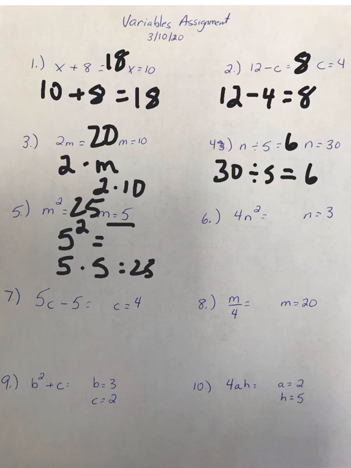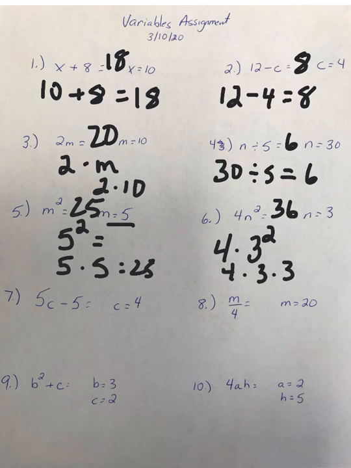For number 6, 4n squared. When there's no space between them, it means multiplication. So this would be 4 times n squared. Order of operations said always do your exponents first. So since the squared is right next to the n, it would be like 4 times 3 squared. So the 3 would be squared. Now it's not 3 plus 3 or 3 times 2. 3 squared means 3 times 3. So it would be 4 times 3 times 3. And 3 times 3 is 9, times 4 is 36.